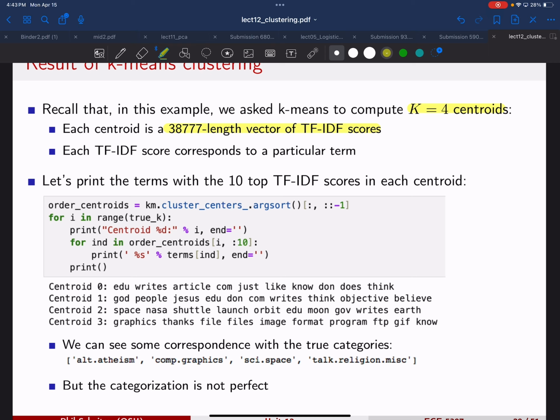So what we can do is look at, for each of these centroids, the top 10 TF-IDF scores. So centroid 0, these are the top 10. Centroid 1, these are the top 10. Centroid 2, these, and centroid 3, these. So what do you think? How successful was it just based on looking at the centroids? Do you see some correspondences there?